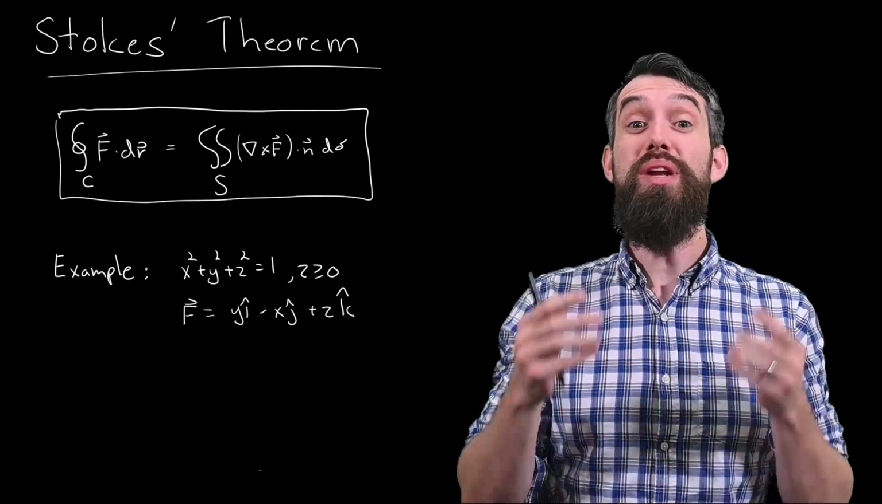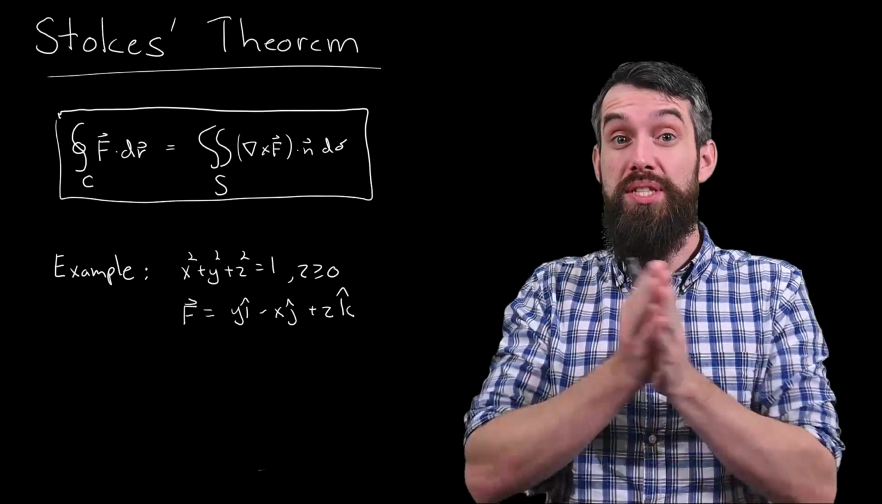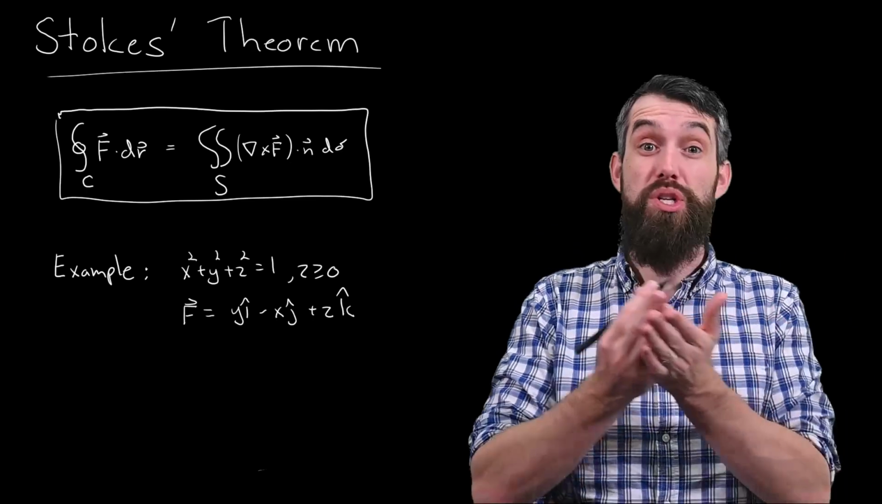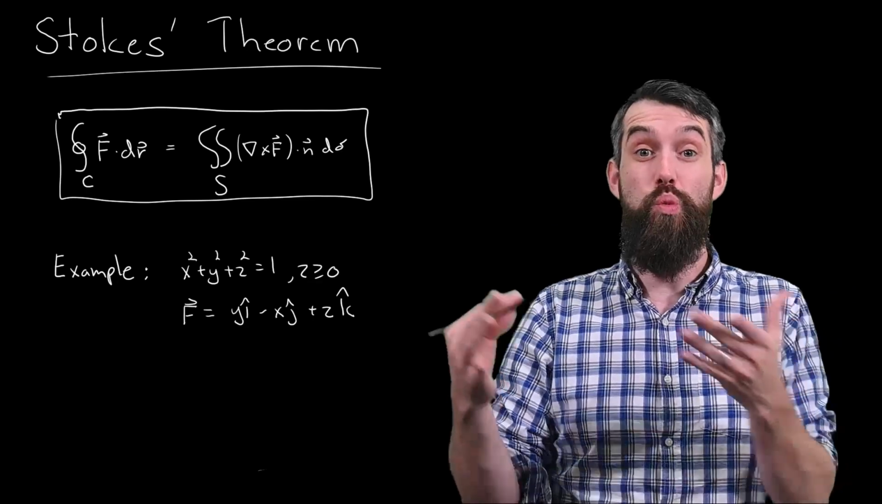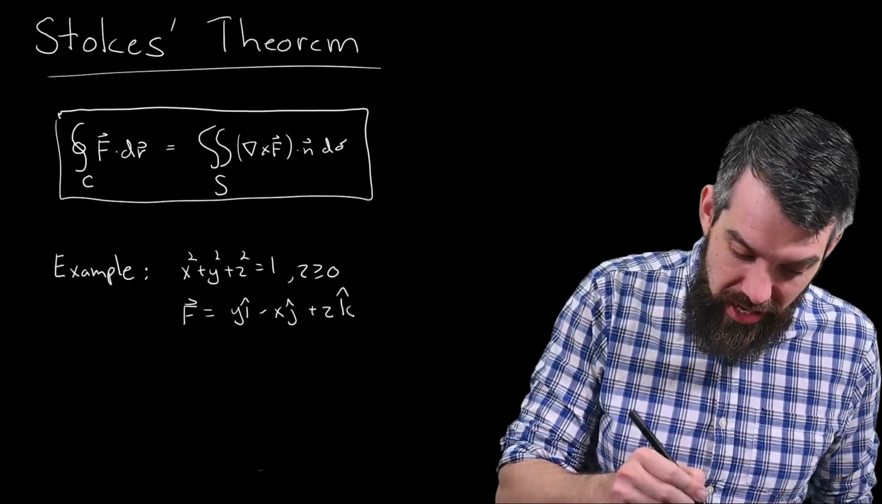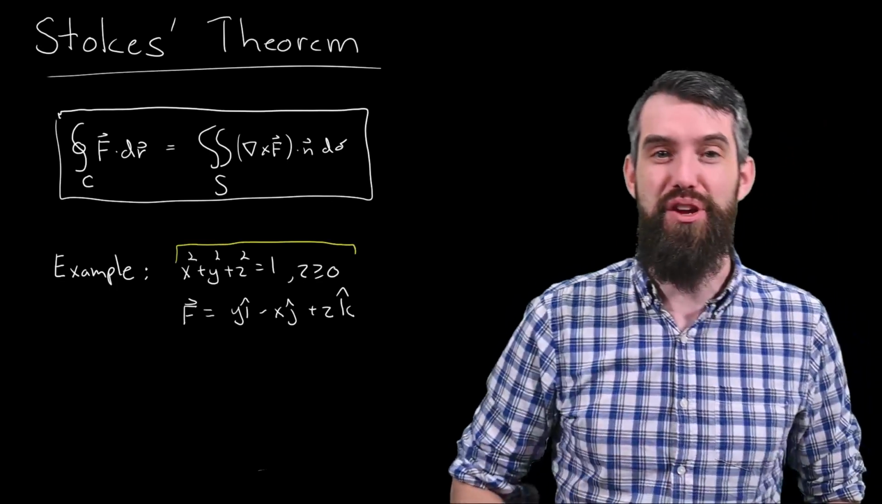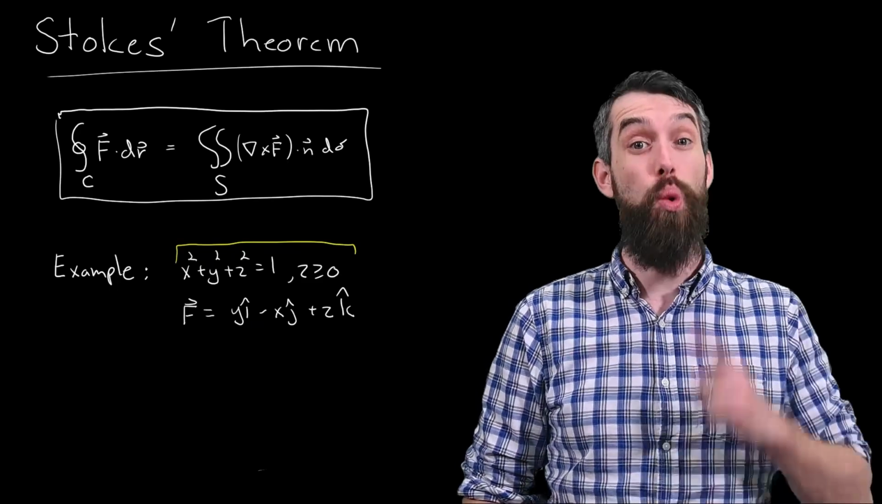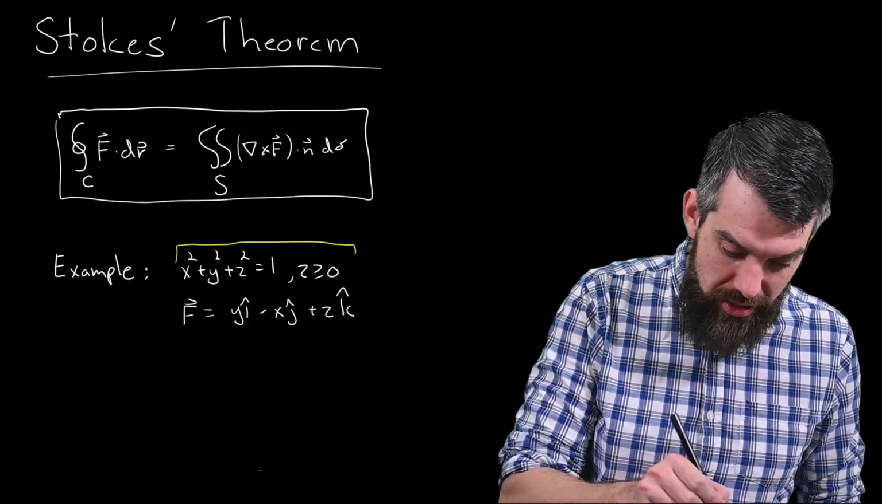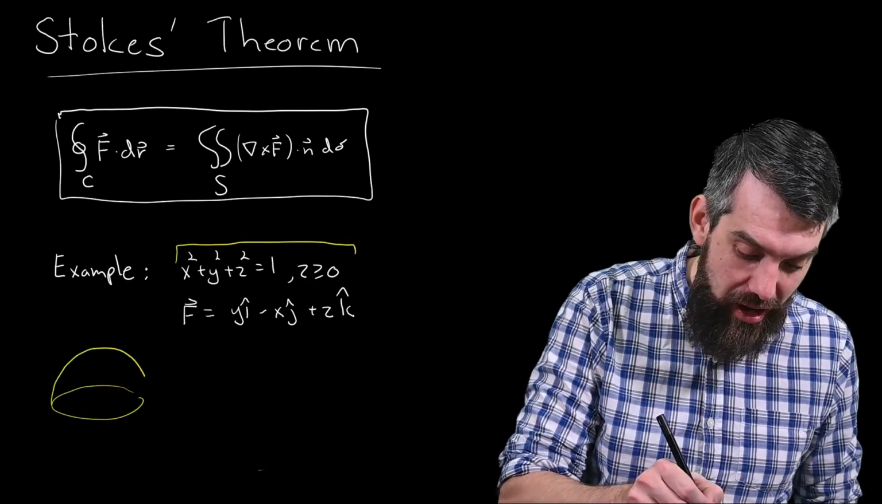In this video, I'm going to do an example that uses Stokes' theorem. So let's first try to sketch the region that we're talking about and see how and why Stokes' theorem might apply. What we have is some particular half sphere, x squared plus y squared plus z squared equal to 1, but only the portion where z is greater than 0.